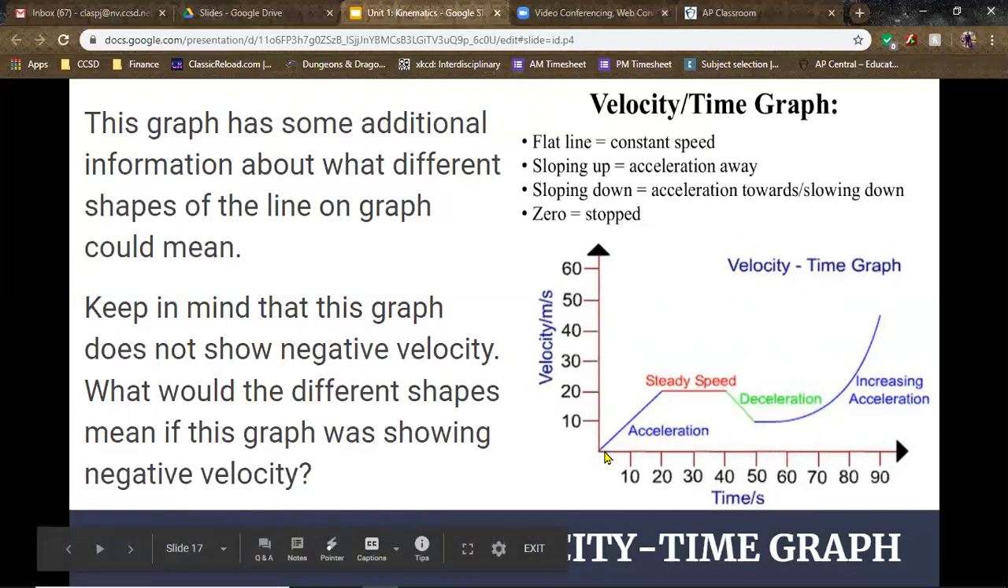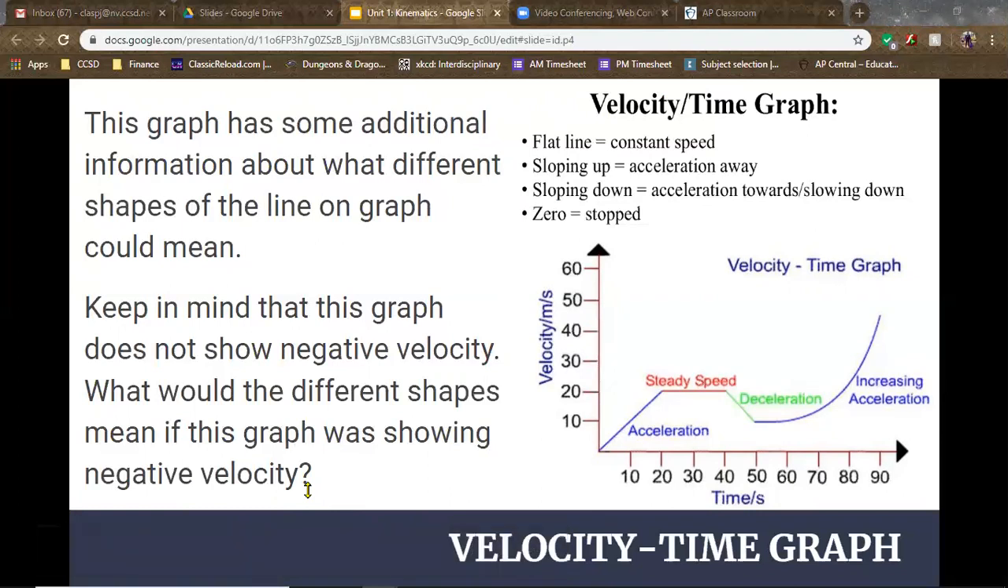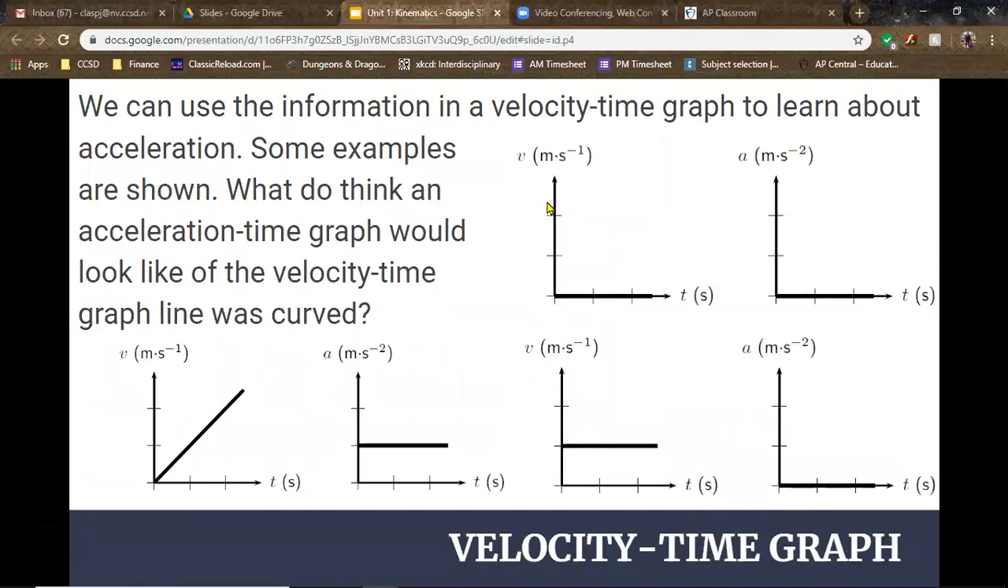I want you to think about what these different shapes could mean if we were in the negative velocity. So just think about that, see what you can come up with. And now that I know this, I can click notes and I have a description of what those different things could mean. Hopefully you had some similar thoughts and ideas. All right, moving on. Same thing here. We can pull information from a velocity time graph to learn about acceleration. I've got some examples here. They match up just the same as they did before.